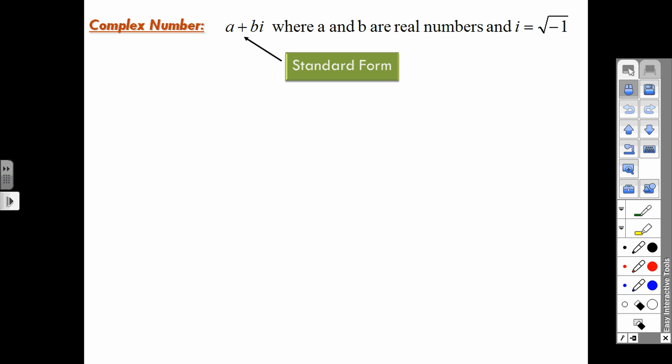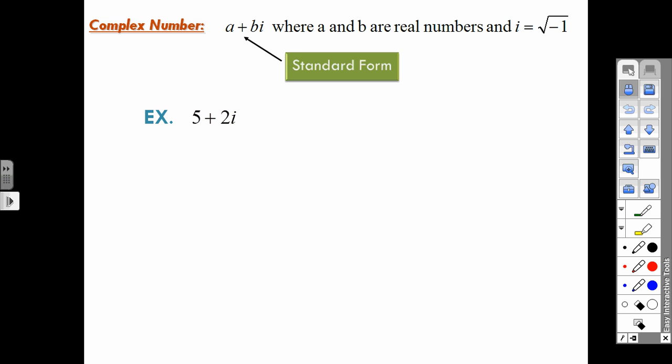A complex number is a number that has a real part added to an imaginary part. So a plus bi is considered a complex number. And a and b, those values are going to be real numbers, and of course i is defined as the square root of -1. This is called the standard form of a complex number, where the real number a comes first, and then the imaginary number, the pure imaginary number, bi, comes second.